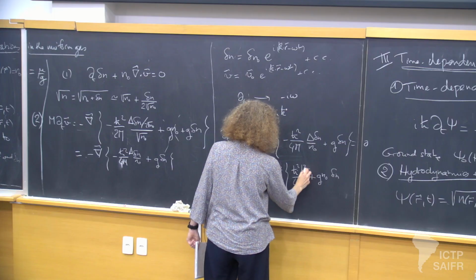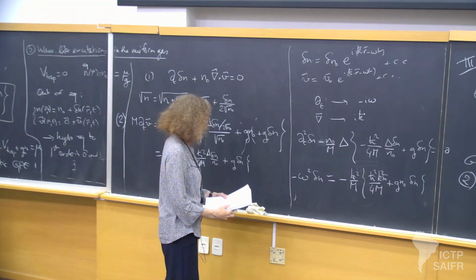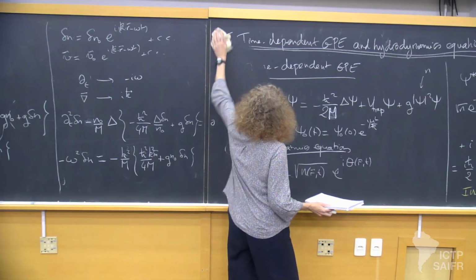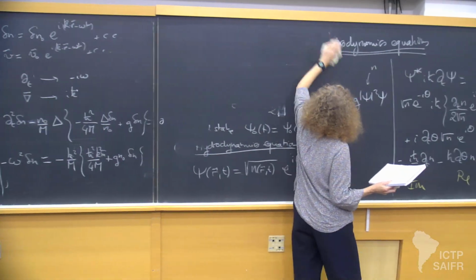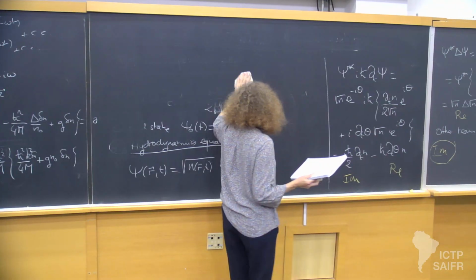Delta n also here. So all the delta n's go away. I can change the sign. I have a minus on each side. And I find the dispersion relation for these wave excitations, which is called the Bogoliubov spectrum.